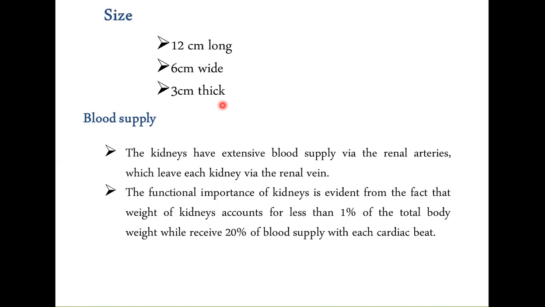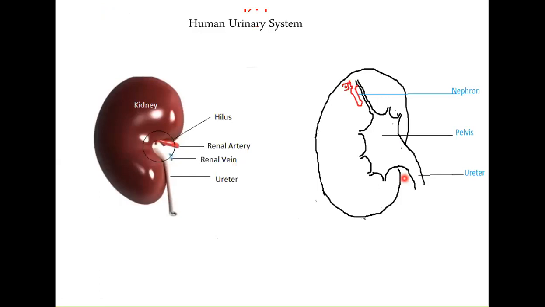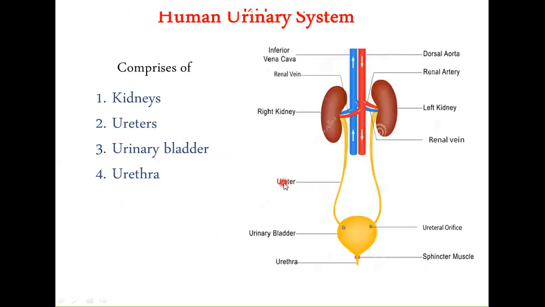Blood supply. How is human kidney supplied with blood? Human kidneys have extensive blood supply, and this blood is supplied via renal artery. You can see in both these diagrams, this red one is right renal artery, this is left renal artery, and both these renal arteries arise from the dorsal aorta. So renal arteries supply blood to the kidneys.